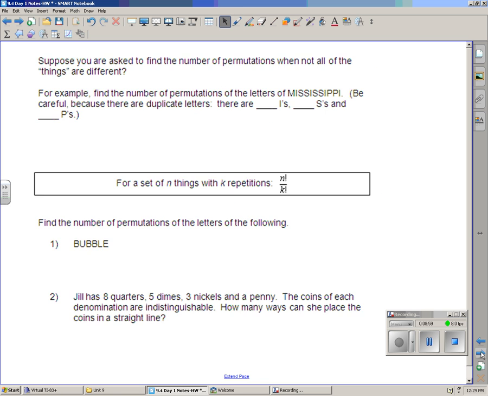Okay. Suppose you're asked to find the number of permutations when not all of the things are different. So for example, find the number of permutations of the letters of Mississippi. But you've got to be really careful because there are duplicate letters. Just make sure that you notice there happen to be 4 letter I's, 4 letter S's, and 2 letter P's. So what happens this way is we're going to follow a formula where there's a factorial of how many letters are given divided by a factorial of all the duplicates. So what that means is you're going to have 11 letters in Mississippi.